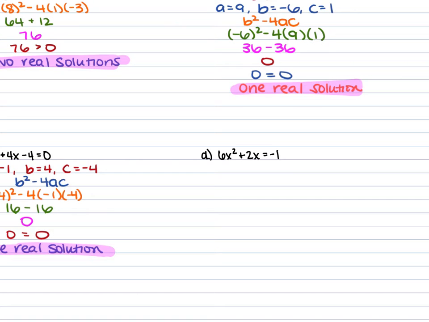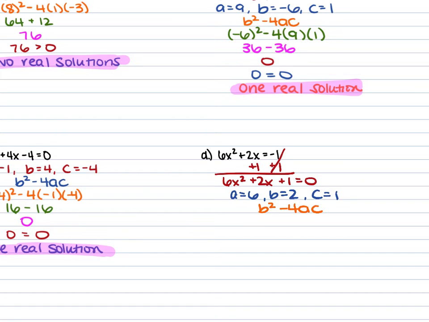For example, D, we have 6x squared plus 2x is equal to negative 1. We're going to move that 1 over by adding it to both sides to begin with. So this gives us 6x squared plus 2x plus 1 is equal to 0. Our A is 6, B is 2, C is 1. Plug this into b squared minus 4 times a times c. So this gives us 2 squared minus 4 times 6 times 1.